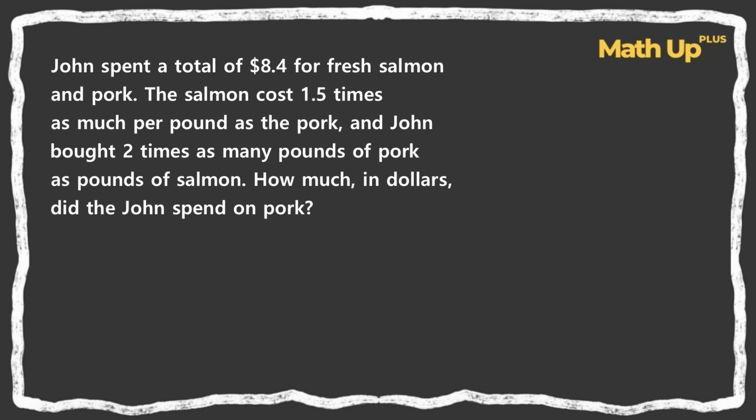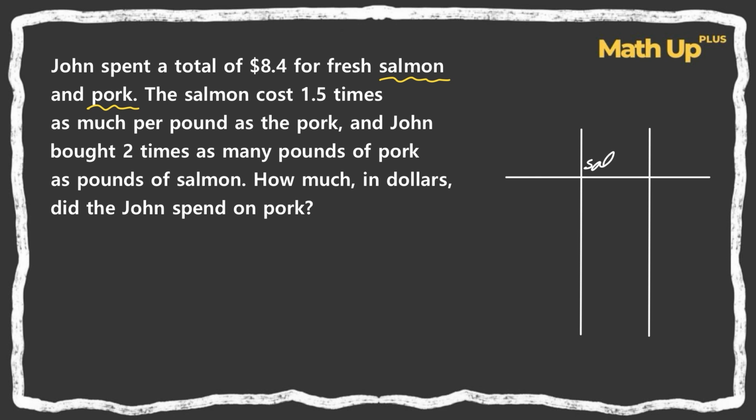Okay, if we have 2 variables in SAT questions, in this case fresh salmon and pork, then always create a table first. So here we have a salmon, pork. Okay, the problem says that salmon costs 1.5 times as much per pound as the pork.